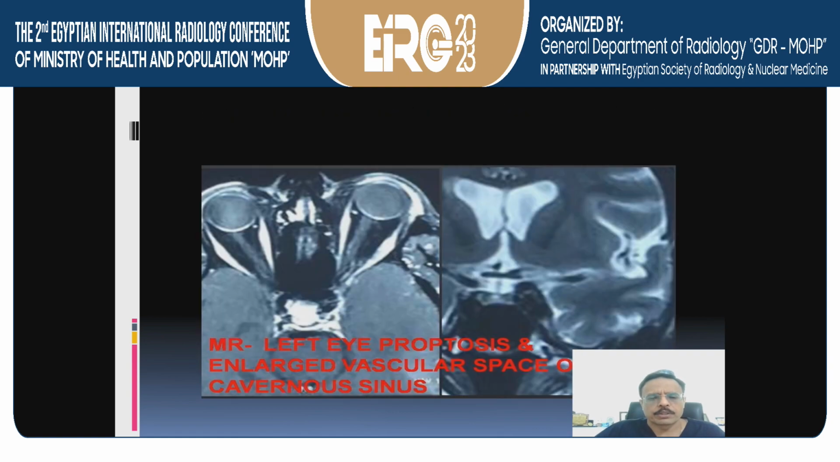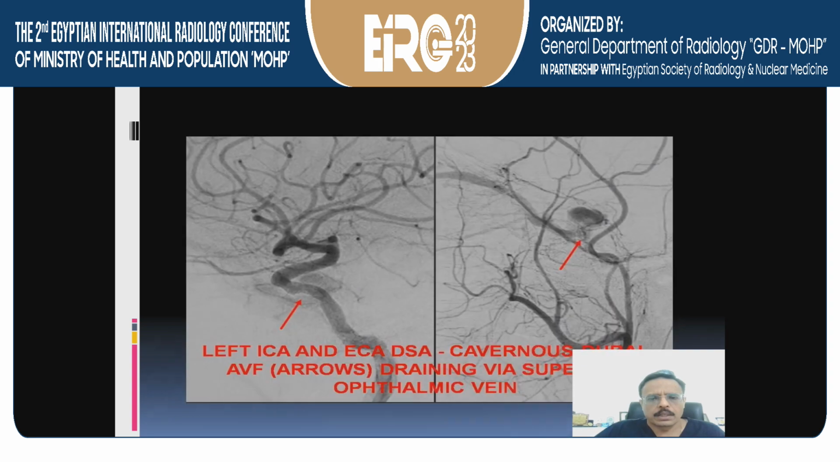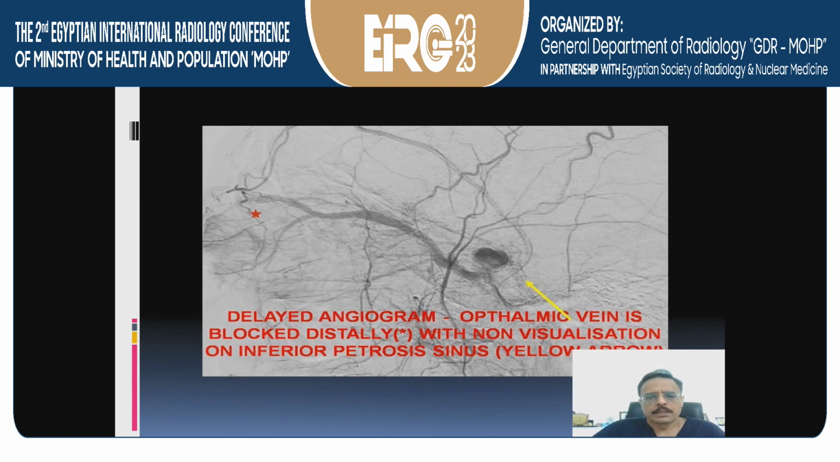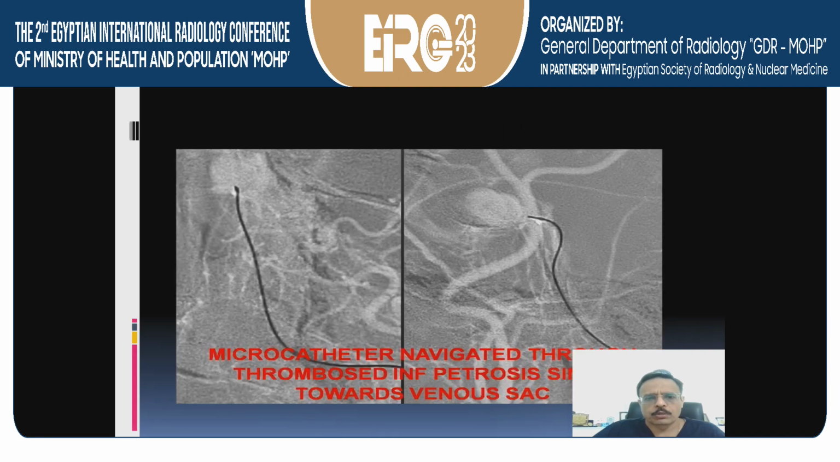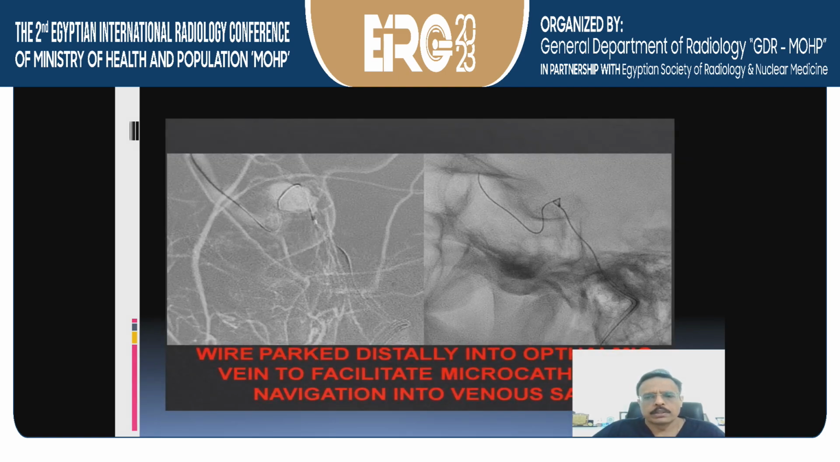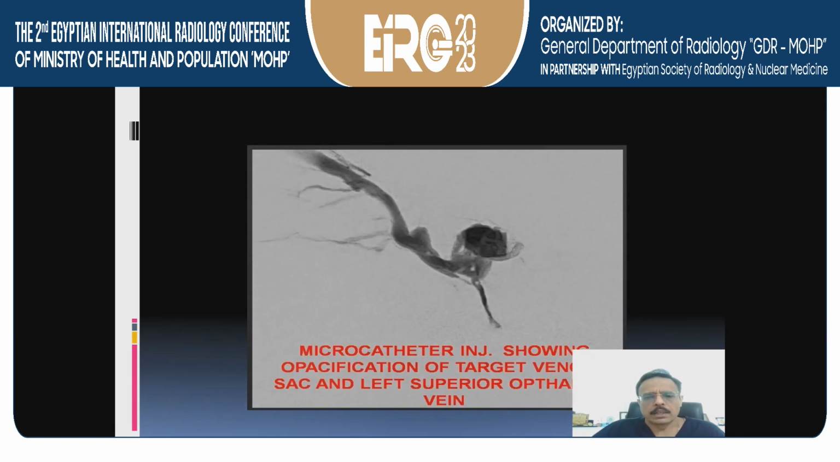This is a patient with massive proptosis and a large sinus, and these were the feeders from ICA and ECA, small feeders, and dural AVF of the superior sinus. The vein appeared to be almost occluded. So again, we went for the posterior petrosal route, and then we could enter from there into the sac, and this is the sac injection. Once you are there, it's not so difficult.